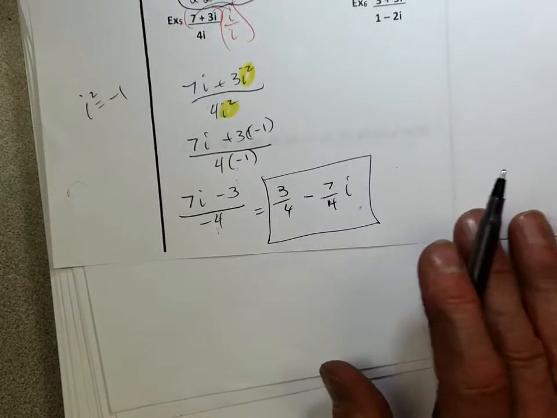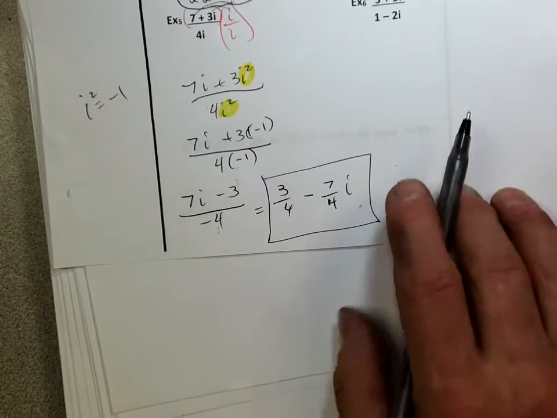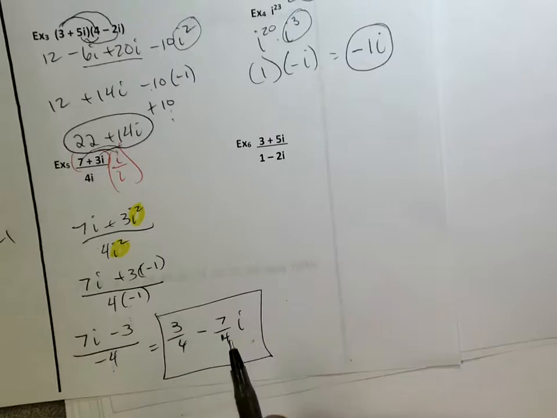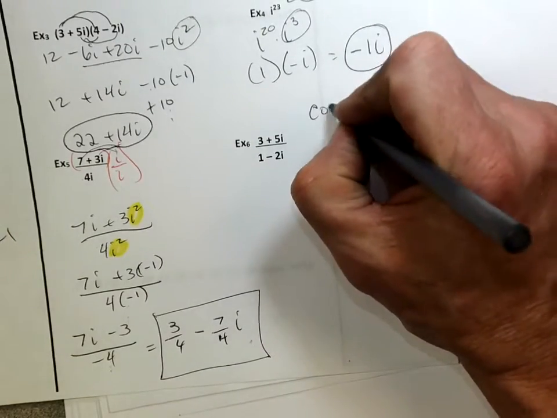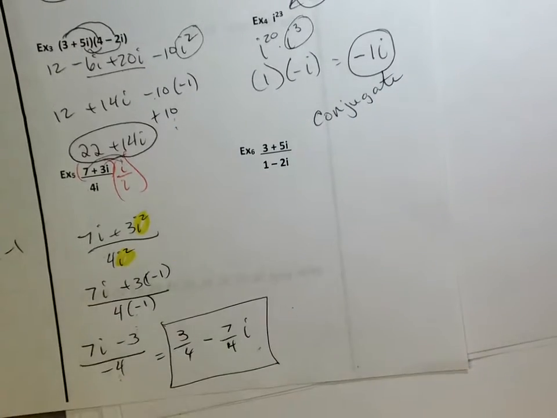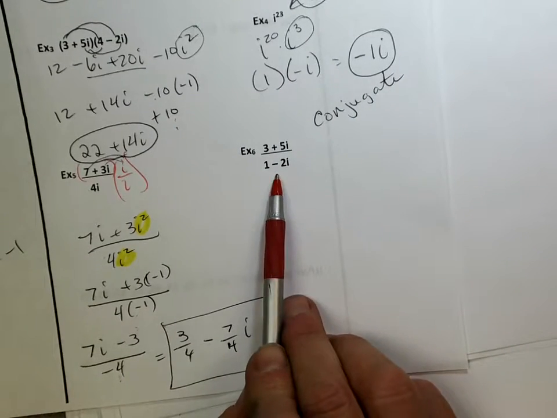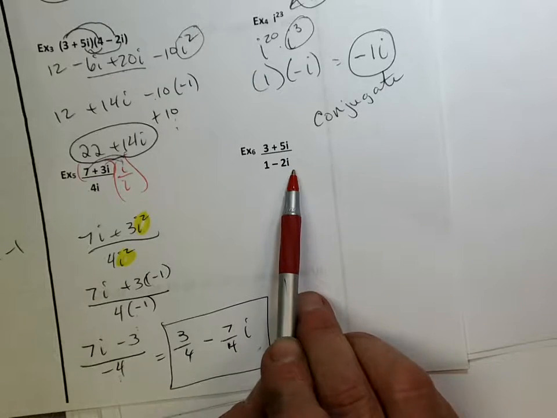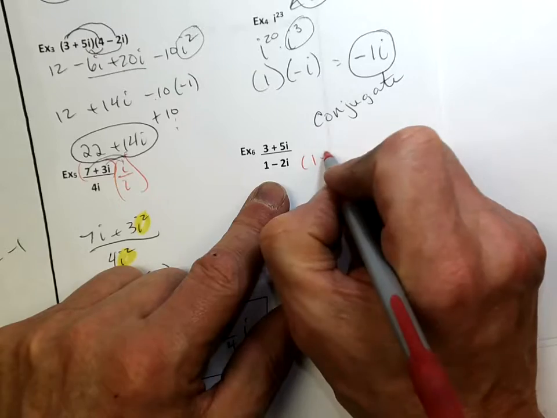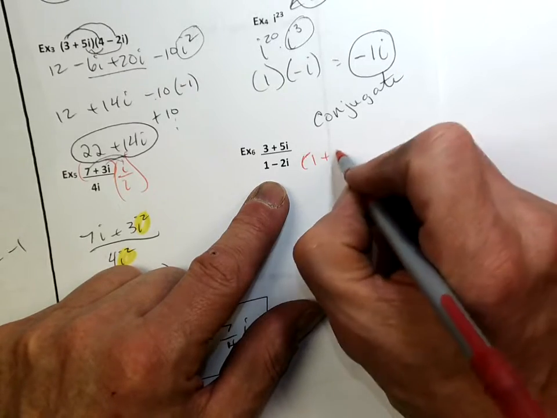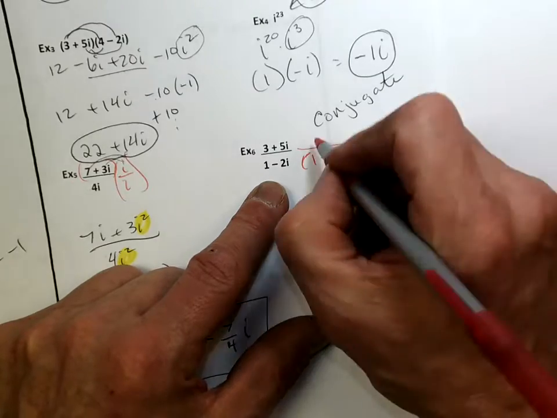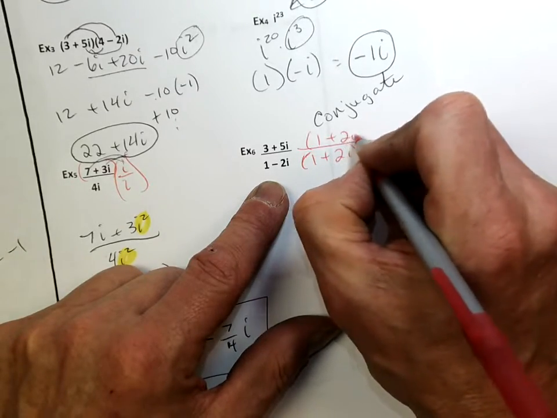Okay, you ready for example 6? Now example 6 is also like the square roots, where we're going to have to multiply by a thing called the conjugate. You might not remember what the conjugate is, but it's the opposite of the 1 minus 2i. So when we multiply by the conjugate, because there's two terms, we multiply by 1 plus 2i. That's the conjugate. So multiply the top and the bottom by 1 plus 2i. Okay?